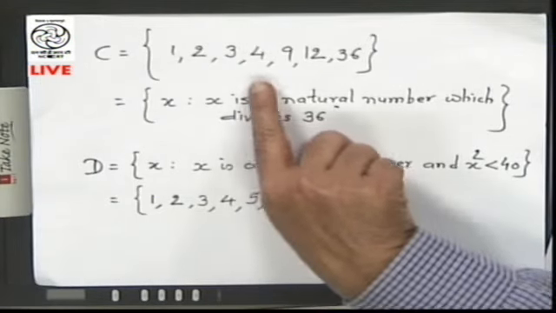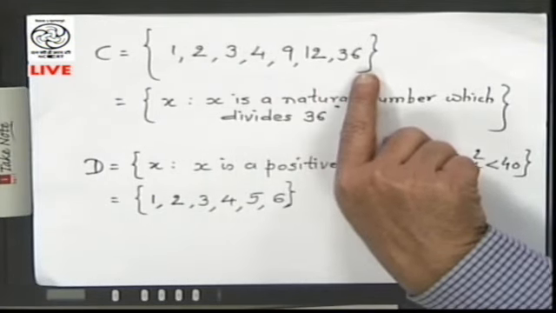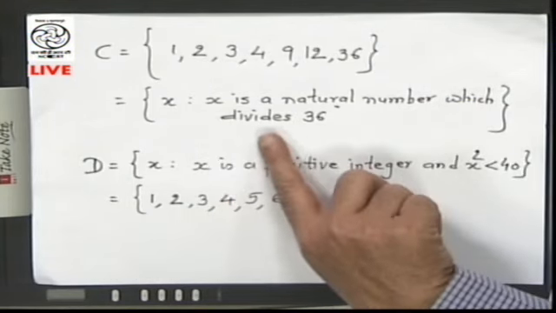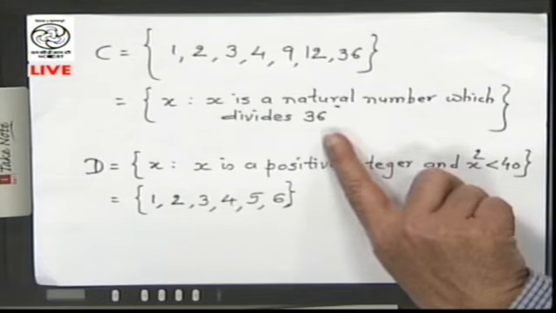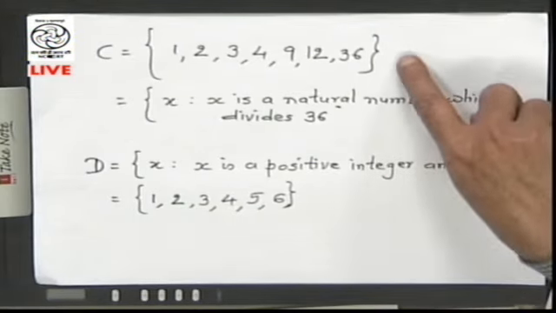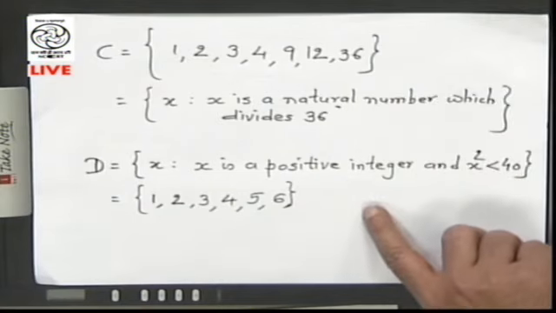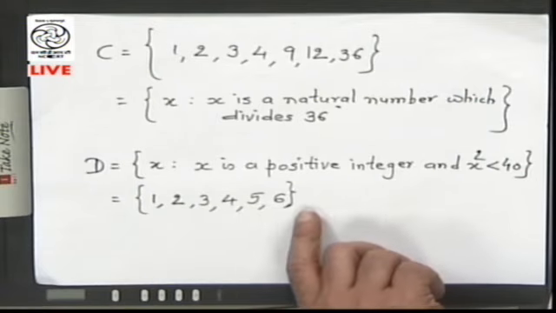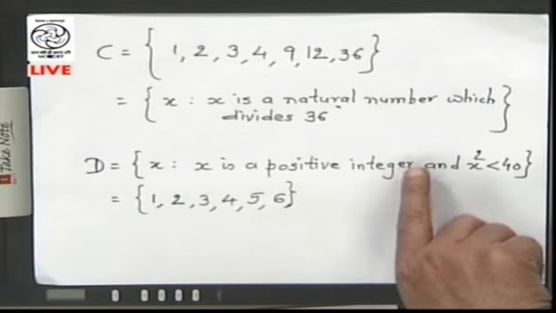Yes. There are some more examples of roster form and set builder form. First is the set C, which contains the elements 1, 2, 3, 4, 9, 12, 30, 36, and in the set builder form, the same thing can be written as x such that x is a natural number which divides 36. Because from here also, if we simplify, we will get the same set. Like we have a set D which is 1, 2, 3, 4, 5, 6. This is in the roster form, and the same we can write as the set builder form.